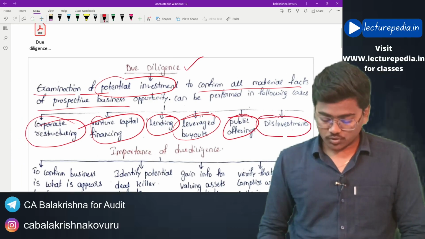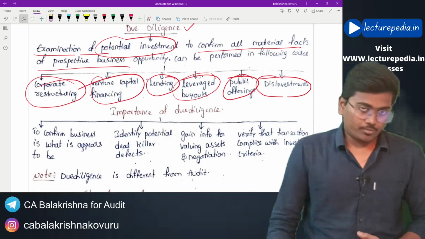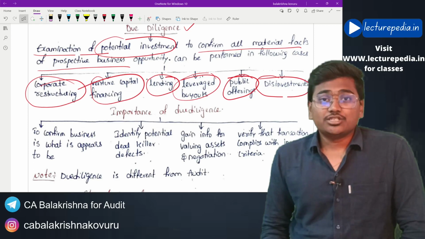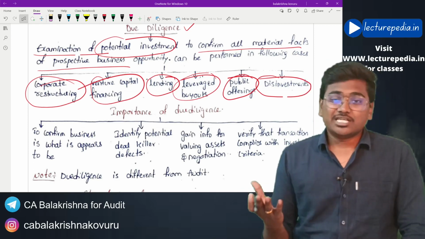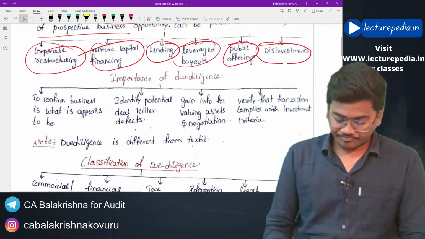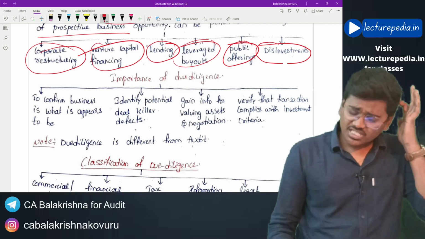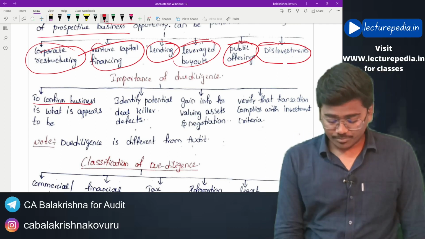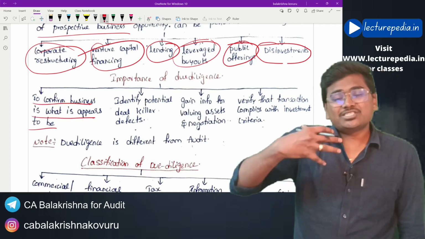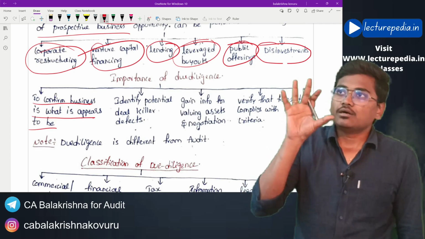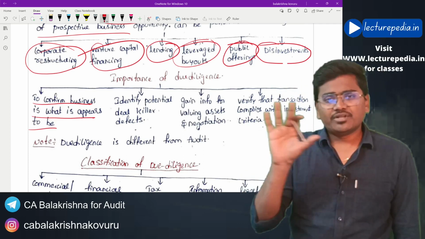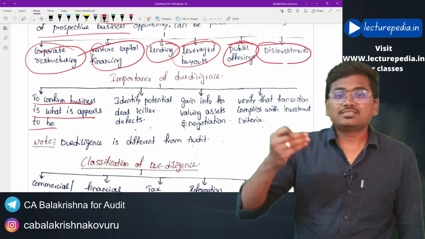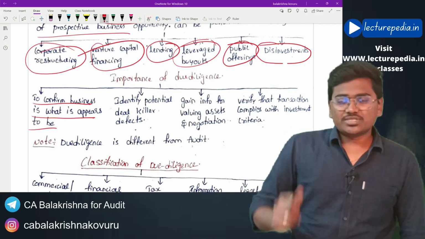In these scenarios, due diligence will be performed. And what is the main purpose of conducting this due diligence, or you can call it the importance of this due diligence? Firstly, to determine the true picture of the company, to confirm the business is what it appears to be. If you see a company from outside, everything looks good, but if you dwell deeper into it, only then you will find serious issues in the company.